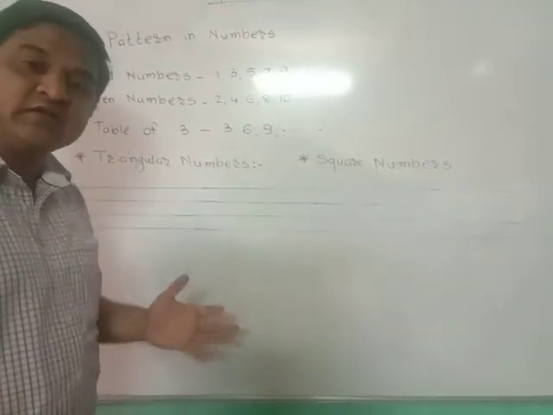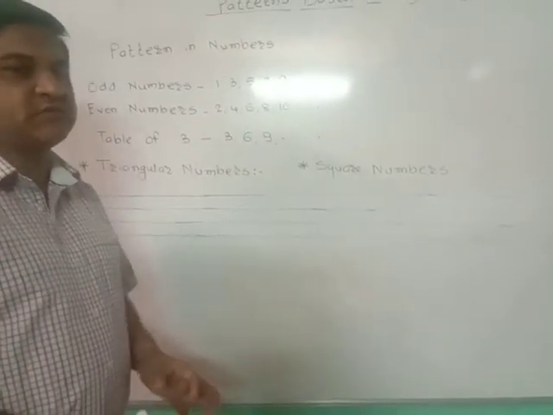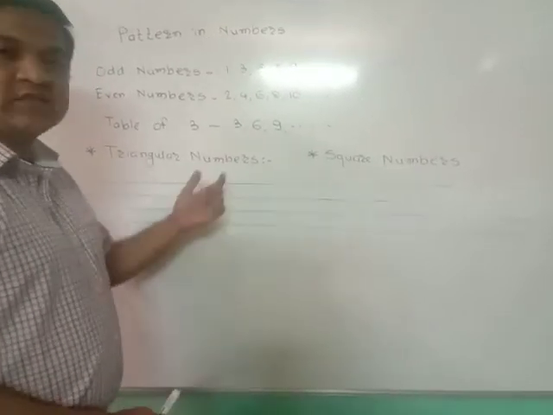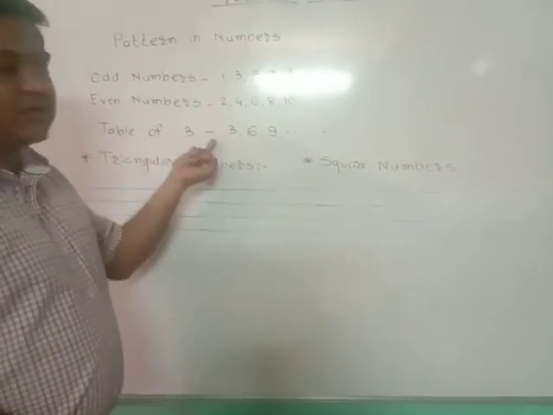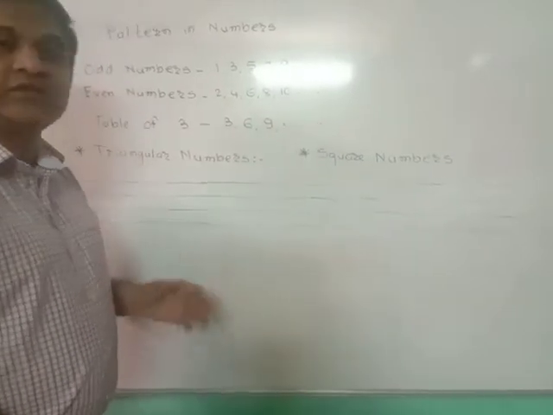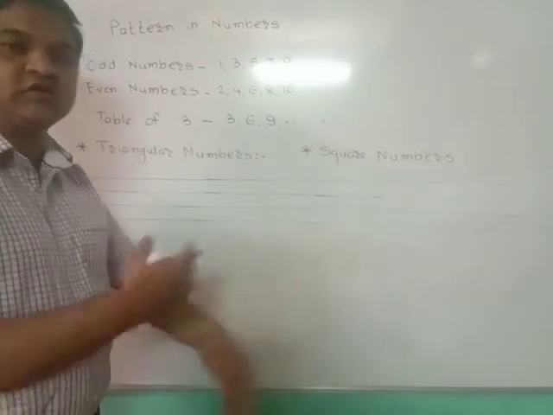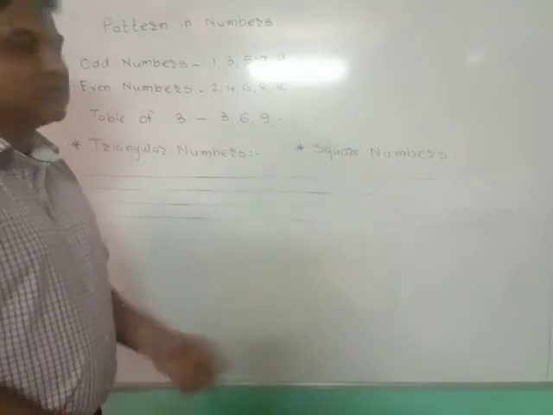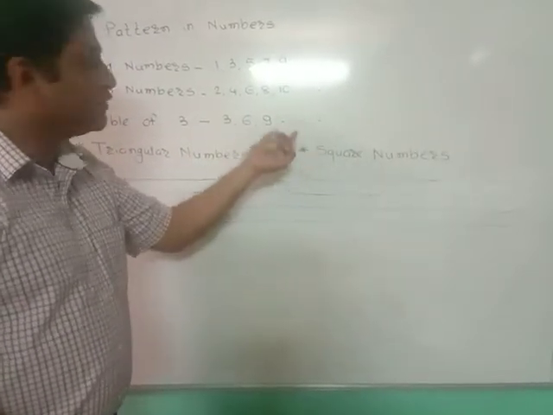You might have learned about number tables. We can see a table of 3 in which 3, 6, 9 and so on, the numbers are changing or increasing by 3. They are either increasing or decreasing by 3.